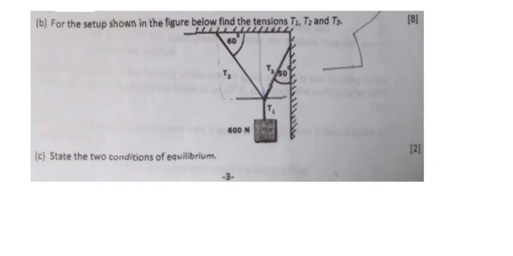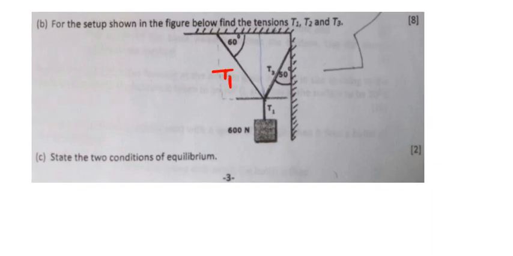So now we're told B, for the setup shown in the figure below, find the tensions T1, T2 and T3. Since our diagram is not very clear, I'm going to say this is T1, this is T2, this is T3. However you're going to put them, those are just the tensions. Now, number 2, we're told to state the two conditions of equilibrium.